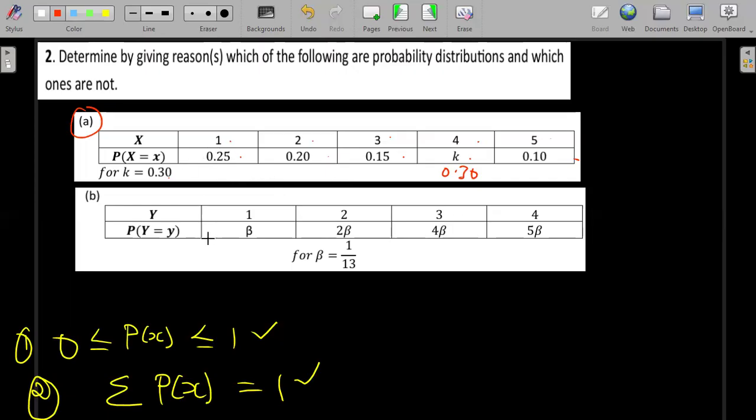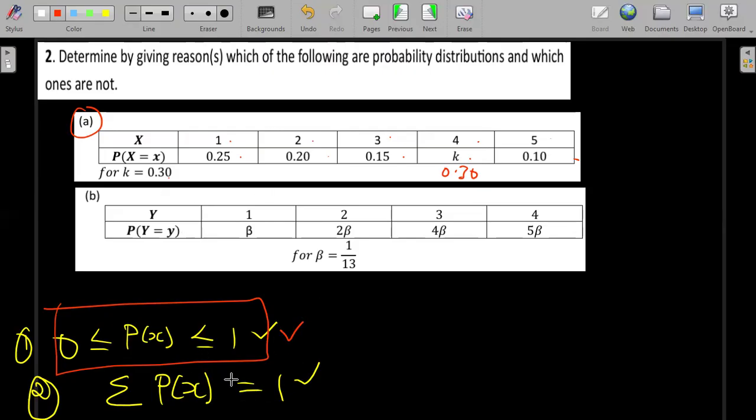Okay, so we see that this first condition is met, as all these probabilities are greater than 0, but less than 1. So this condition is met. What about the second one?